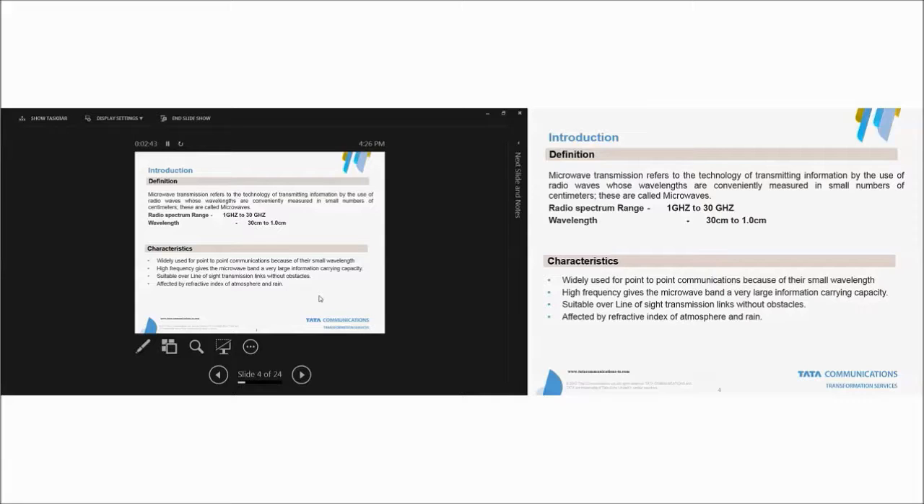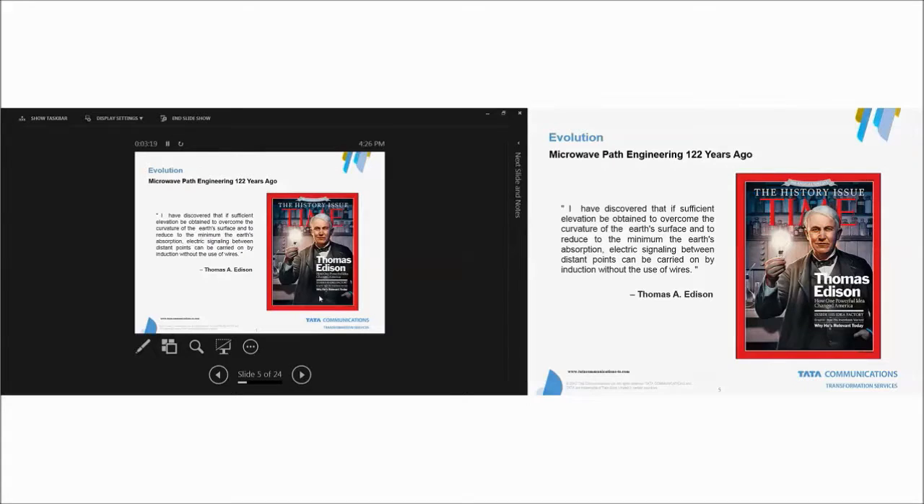And the important characteristics of a microwave are: since it is very small in wavelength, it's commonly used in point-to-point communication, and its high frequency is used to carry a large capacity compared to other media. And since it is wireless communication, it's vulnerable to atmospheric changes and rain, and it requires a line of sight without any obstacles. Now we can see how it evolved.